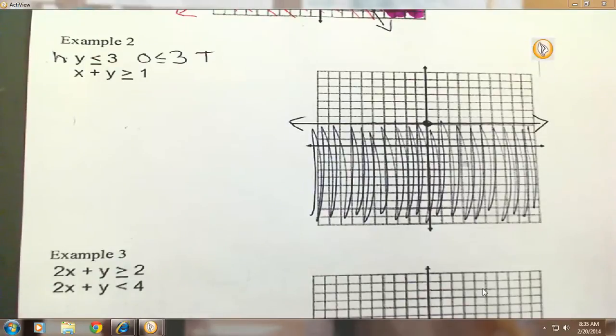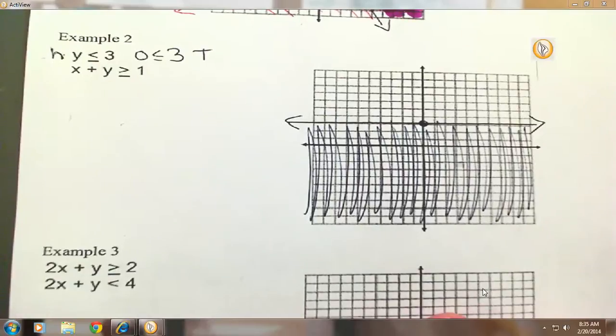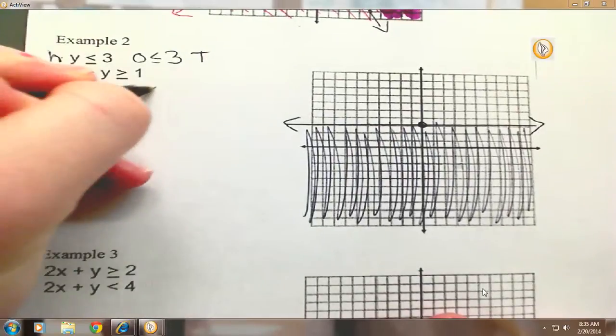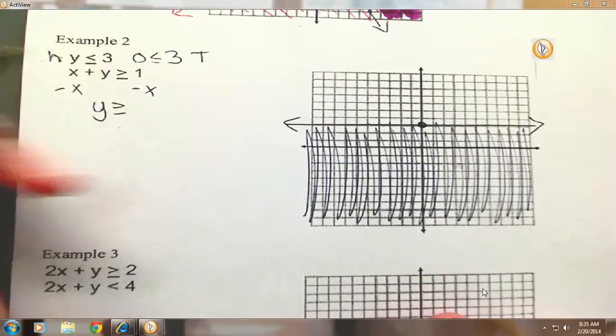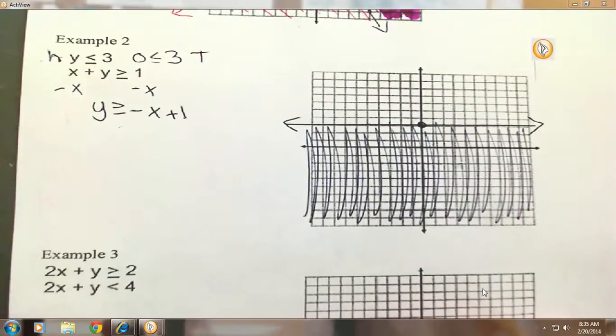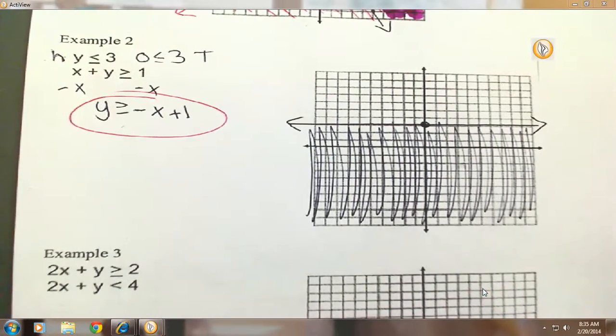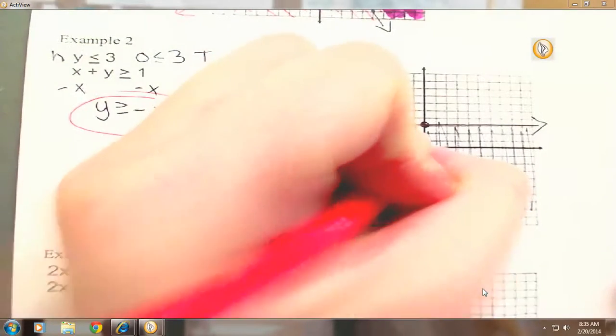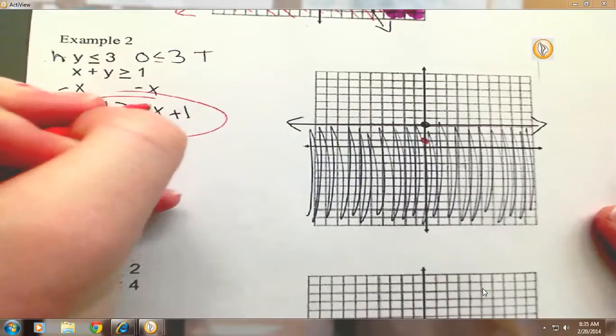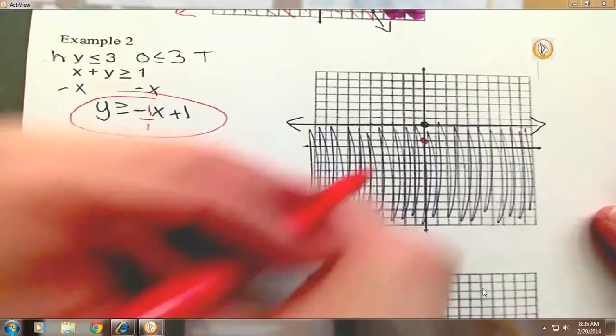Now for the second inequality, it's not in slope-intercept form. What could we do to put it there? Subtract X. So we have y is greater than or equal to negative x plus 1. I'm going to do this in red, actually. So what is our y-intercept on that second inequality? Positive 1. What's our slope? Negative 1 over 1.